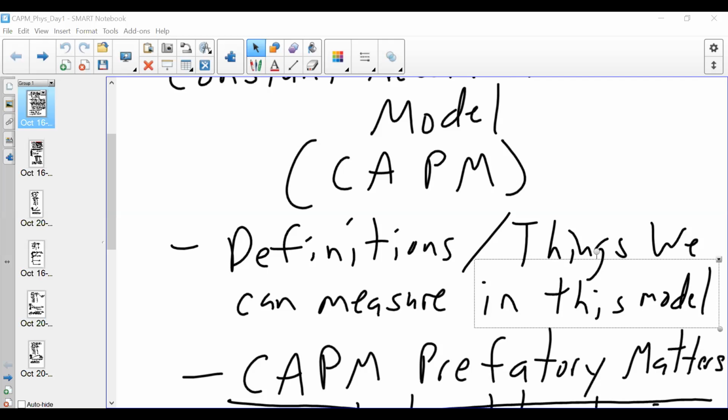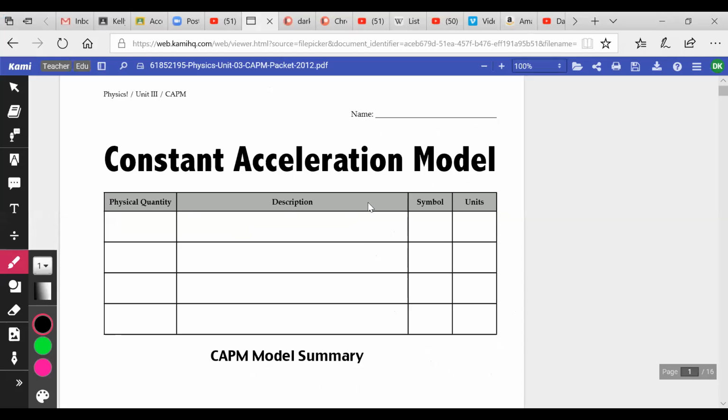Let's get mine going. Okay, can everybody see my constant acceleration model? I think I have to do a new share. We still only see the notes from earlier. All right. Oh, no, we see it. Okay. Who is calling me? I don't know you. Okay.